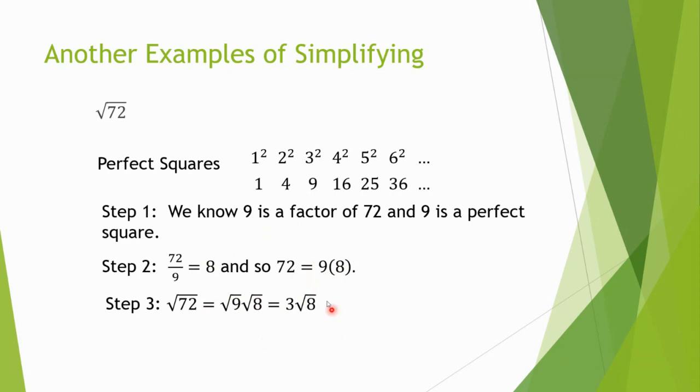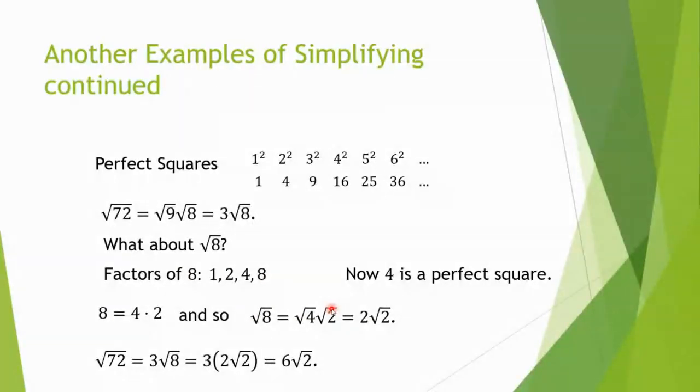But now we have to wonder, what about this radical here? What about this square root? Is this simplified? Well, hopefully you can see that the square root of 8 is not simplified. Why is that? Look at its factors. Its factors are 1, 2, 4, and itself, 8. 4 is a perfect square. So we factor 4 out of 8. As before, we take square roots, and we get the square root of 4 times the square root of 2, and the square root of 4 is 2, so we get 2 radical 2.